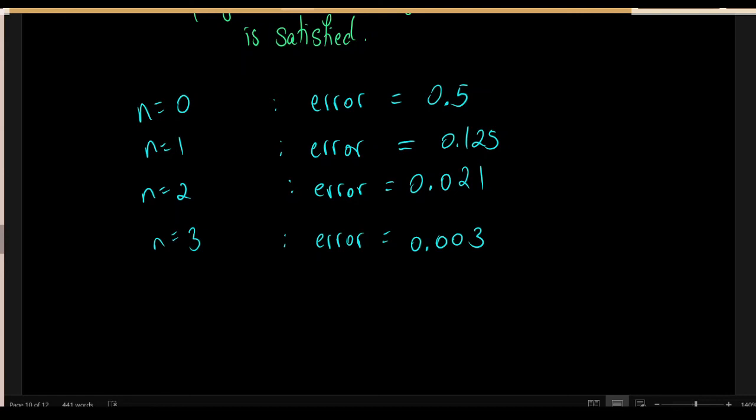Finally, when n was 3, the worst case scenario error was 0.003 units, which finally guaranteed that the error would be smaller than the acceptable margin of 0.01 units. So in answer to this question, in order to approximate sine of x to the specified degree of accuracy, for x's in the interval negative 0.5 to 0.5, we would need to use a third degree Taylor polynomial.